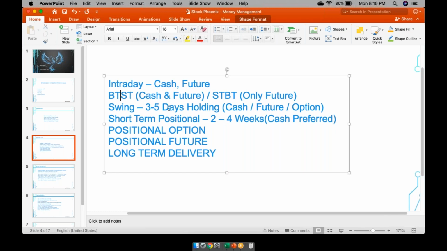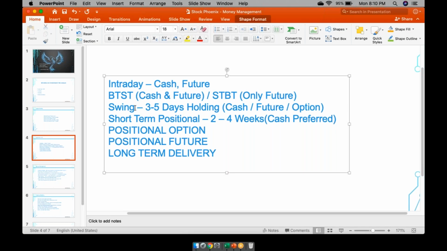So it's like buying a stock today, expecting a good move or a small profit in the next 2-3 days, and closing the position. So BTST can be done only in cash market and future. Yes, STBT can be done only in future, cannot be done in cash market.